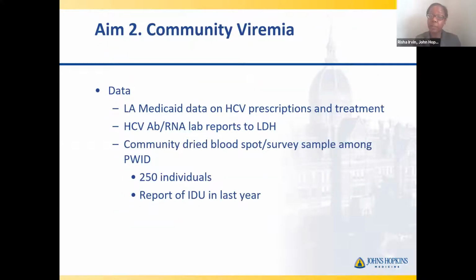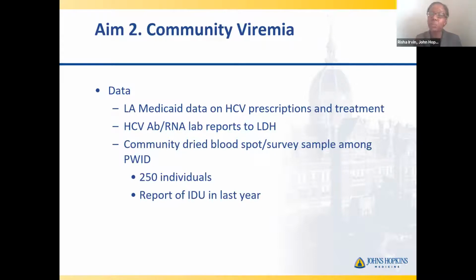We'll look at community viremia by bringing in data from the Louisiana Medicaid system on HCV prescriptions and treatment, and their HCV antibody and RNA data, which go to the Louisiana Department of Health. They also get all negative results now. That was something that they changed in terms of their program across the state.